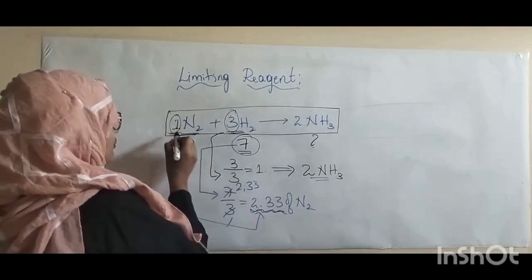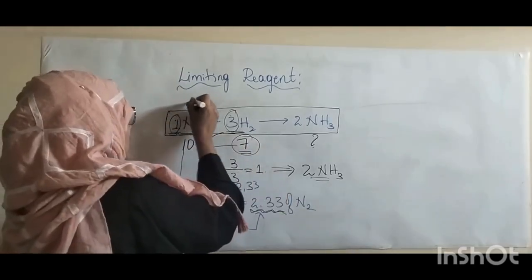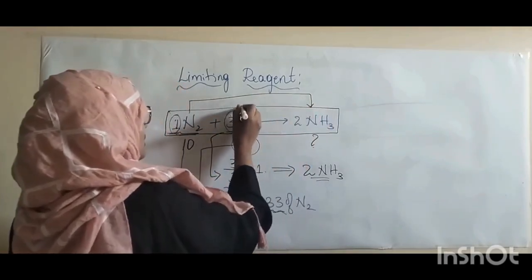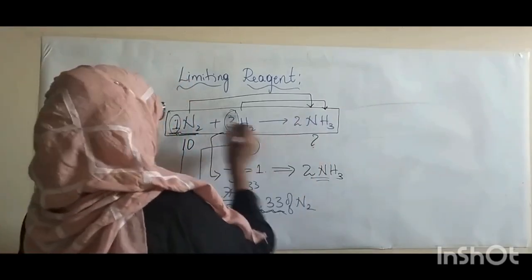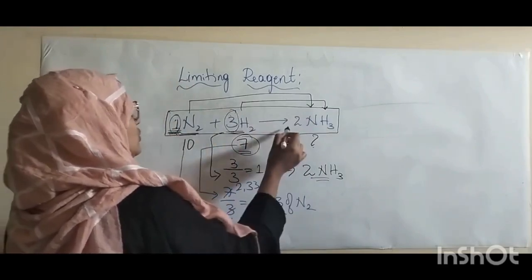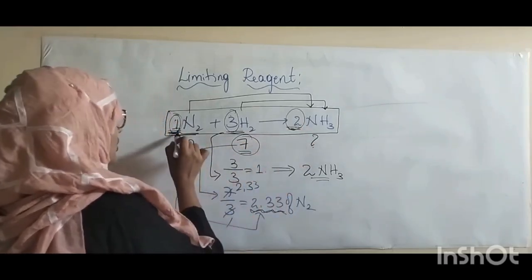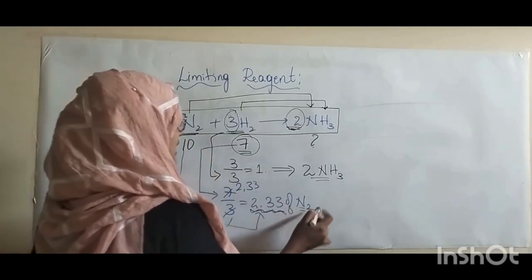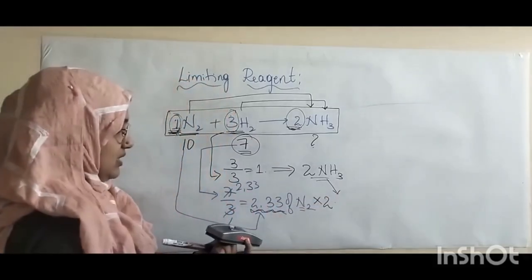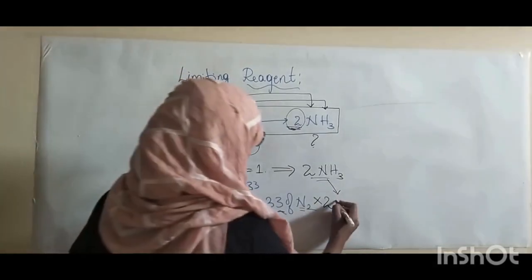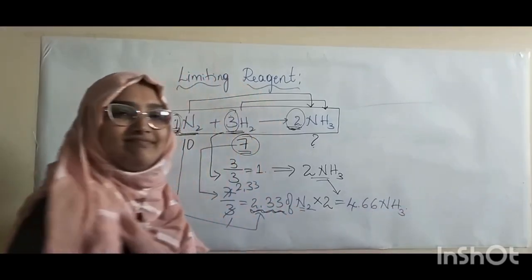If you see very carefully, the relationship between the number of moles is important. Here 1 mole is giving 2 moles of ammonia. 3 moles of hydrogen are giving 2 moles of ammonia. So you can consider these two or these two, because 1 and 2 is quite easy. This is 1 mole and this is double of that 1 mole. So whatever the number of moles of nitrogen you are getting, you can multiply that with 2 to get the respective ammonia. That means it will give you around 4.66 moles of ammonia. Simple.